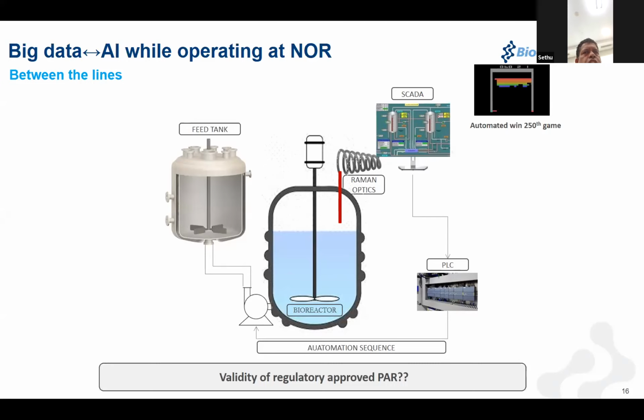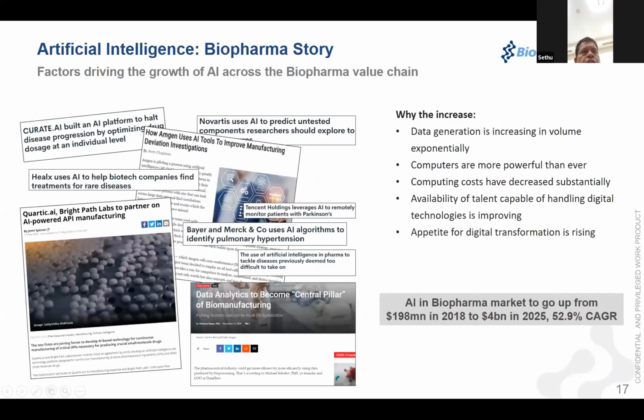The next slide, of course, shows some of the factors which are driving the AI across the bioprocess pharma chain. You find that there are increasing levels of attention, and the data generation is increasing in volume exponentially, and it's getting more and more powerful than ever. And computing costs have decreased substantially, and availability of digital technologies has also improved. So clearly the use of AI is gathering a lot of momentum, and the data prediction and data analytics have already reached a certain level of maturity.